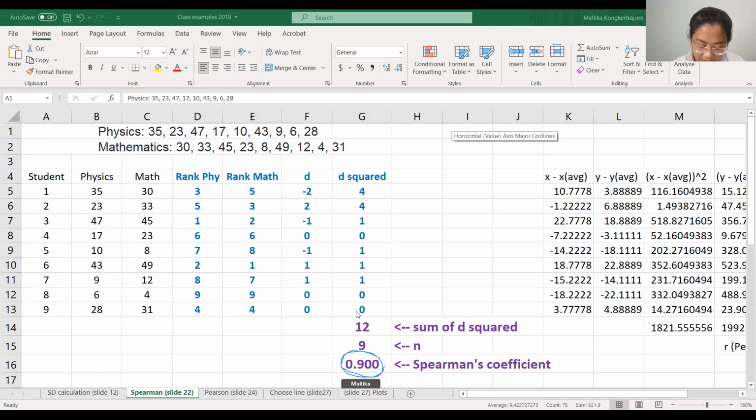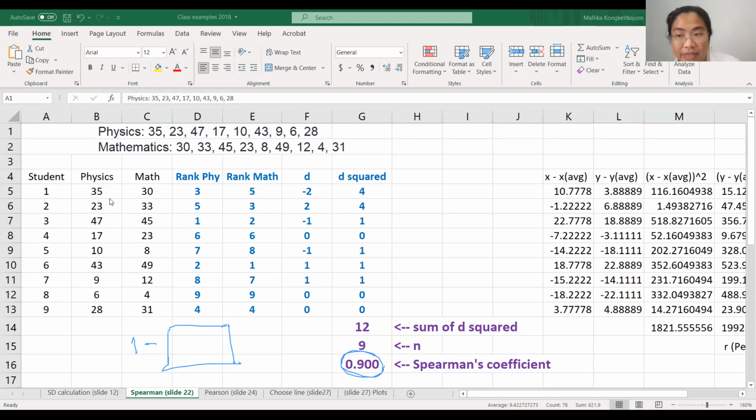looking at the formula itself, it is 1 minus something, right? And since it's positive, that means that students who are doing well in physics tend to do well in math as well. So if you got a good mark in physics, you are likely to get a good mark in math. So that's what it says.